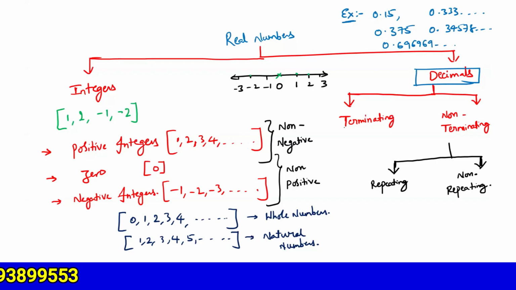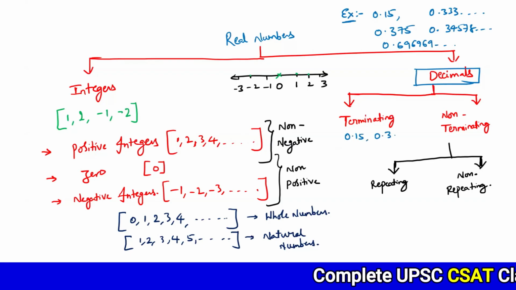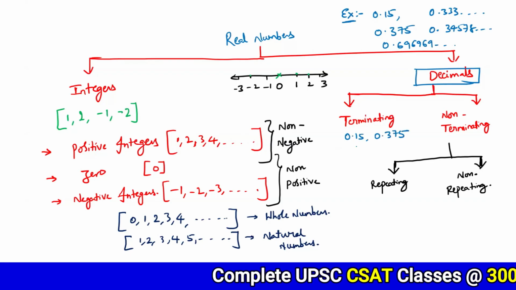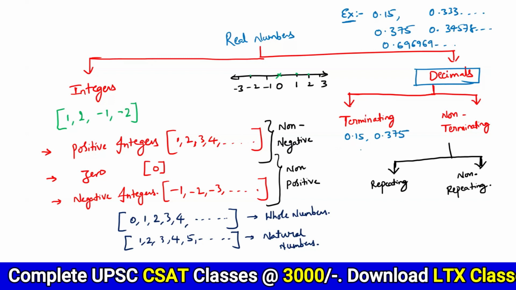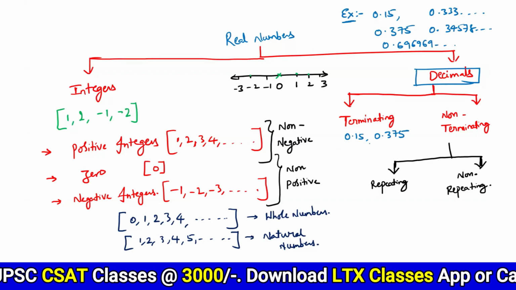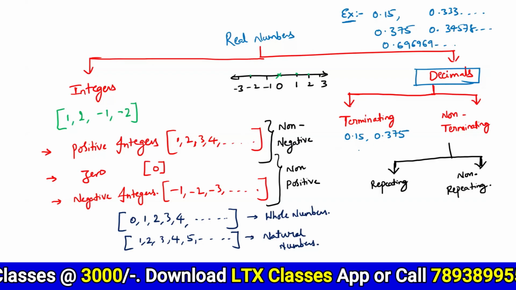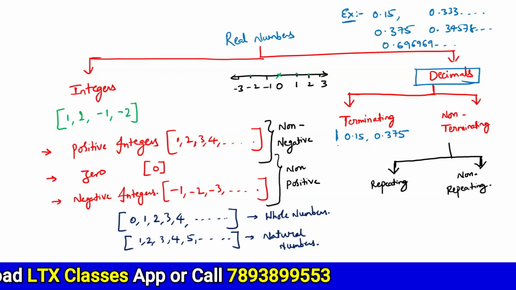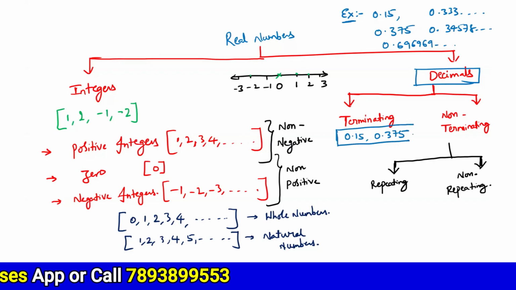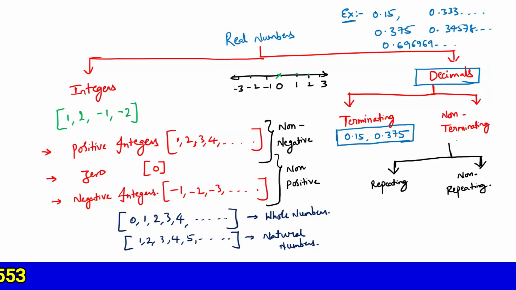So regarding terminating decimals, we take examples like 0.15, 0.375. These are called terminating decimals because after the decimal point, the numbers will not be repeated. So 0.15, after 5, there is no repetition in both the examples. So these types of examples will be considered as what? Terminating decimals.